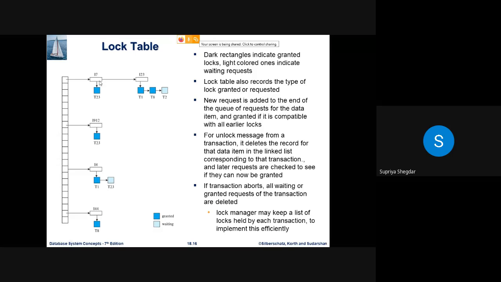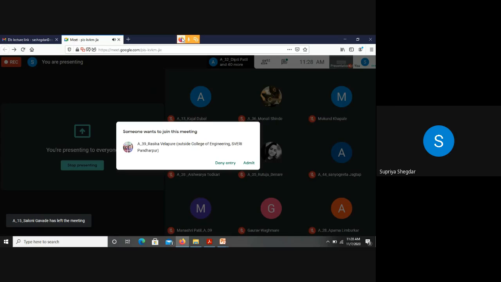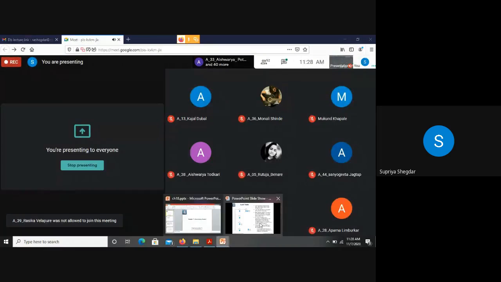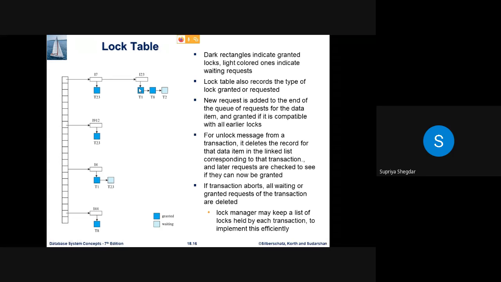Consider here I7 and I23. So I7, I23, I9, I12, I4, I44 are the data items, and T3, T1, T8, T2, T20, T23 are the transactions. In the lock table, the records are stored in the linked list manner. Here the I7 data item, and when a new data item arrives, that is I23, both the data items are connected with a link.